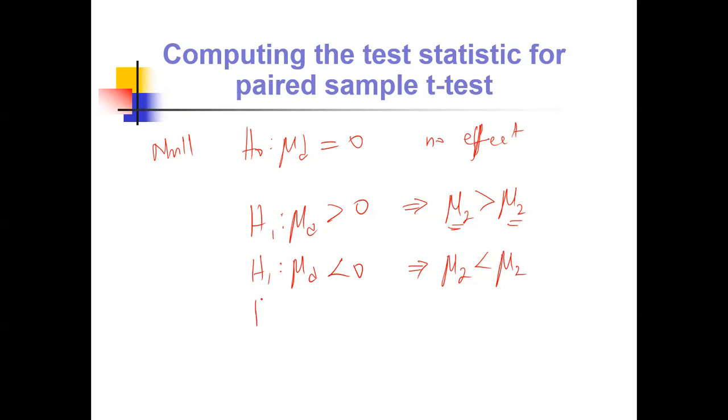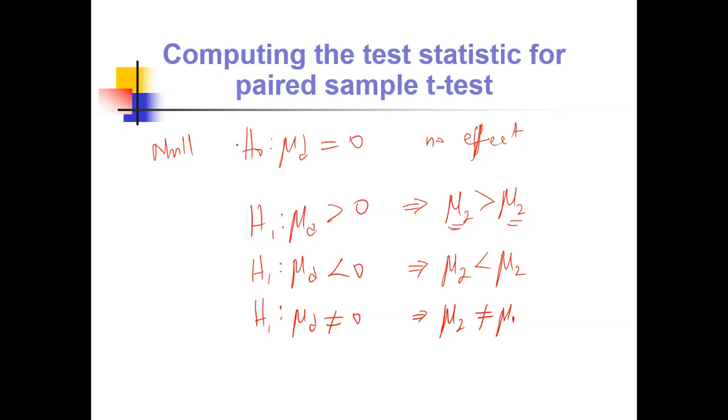And then finally, you have H1, that the mean of the difference is not equal to 0, in which case you are not actually taking any position. You're saying, I know they are not the same. I don't know which one is bigger, which one is smaller, but I know they are not the same.